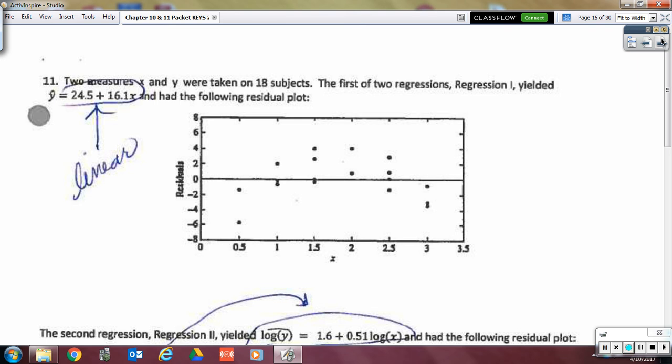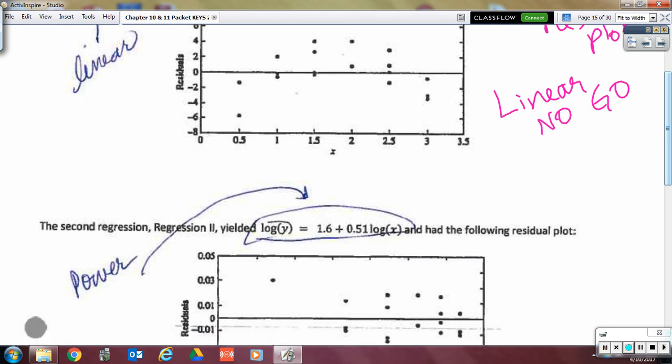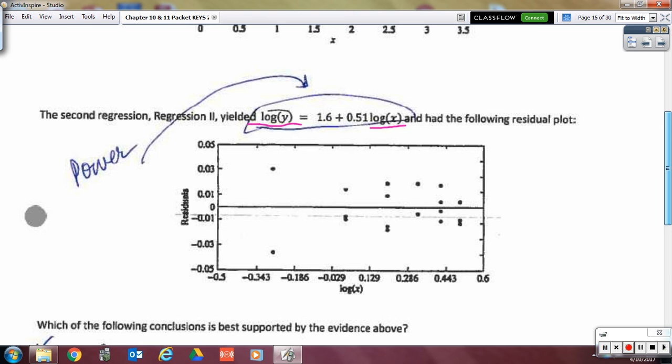Okay, this last one says, here is the linear model of just plain old y equals mx plus b. What do you see about this? There's a pattern in the residual plot. So your conclusion is what? Linear model is not good. Linear is a no-go. So if linear is a no-go, then we're going to transform it. According to this information, with log x and log y, what kind of transformation did they do? Power. And then we look at the residual plot of that.